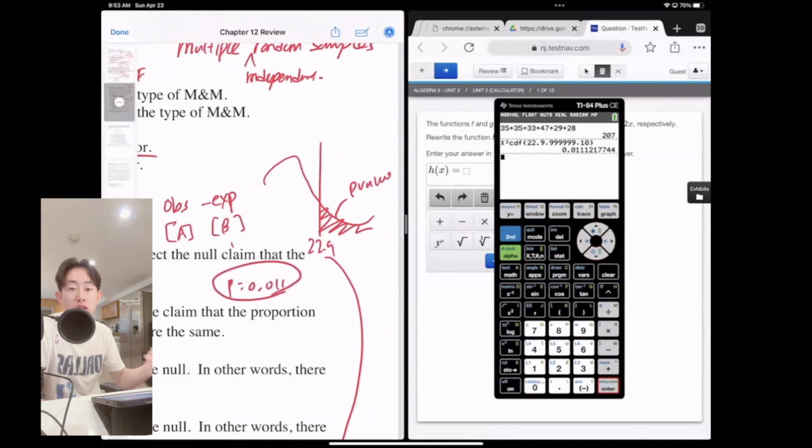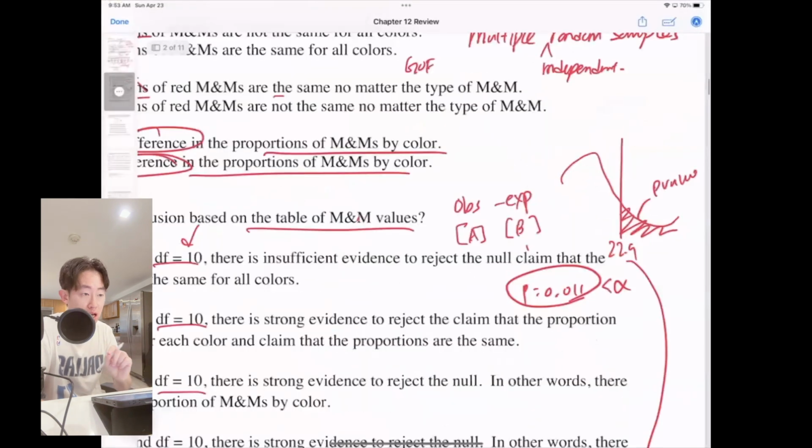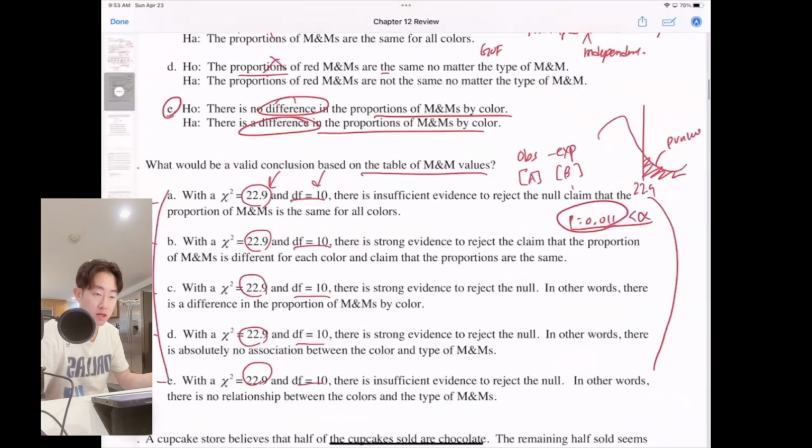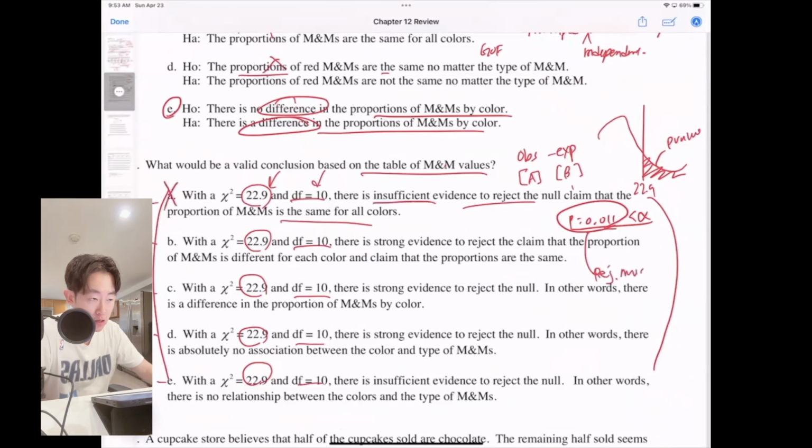Now it's normally accepted that alpha is 0.05, and the p-value is less than alpha. So that is the story that we're looking for, that the p-value is less than alpha. But we're still going to look through every single one of the choices and pick the best one. There is insufficient evidence to reject the null claim that the proportion of M&Ms is the same for all colors. Well, remember, our p-value is extremely low, so the chances are that we are actually going to reject the null hypothesis. So that there's insufficient evidence to reject it, I don't think that's going to be true.